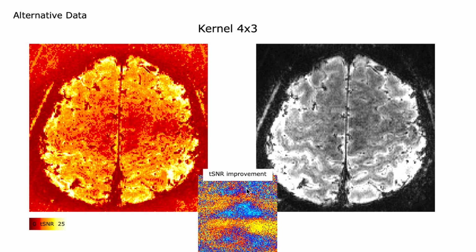And this might be even better visible when you just look at the TSNR improvements going from a smaller kernel to a larger kernel, where you see that for the larger kernel, we have a TSNR reduction, usually in the range of maybe 5% TSNR reduction in the center, where the G-factor penalty is the highest. However, you have an improvement in the periphery around that center, because there the G-factor penalty becomes sharper.